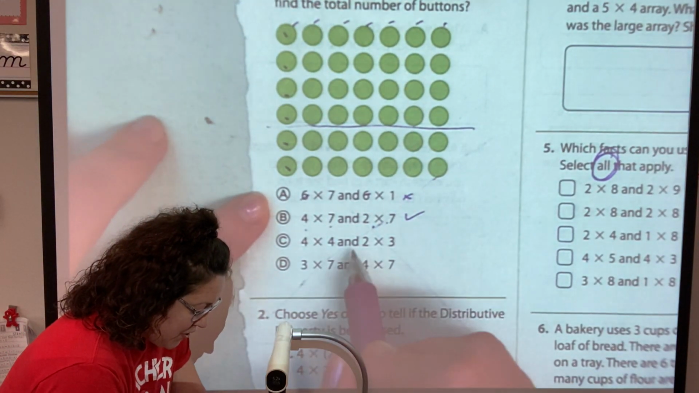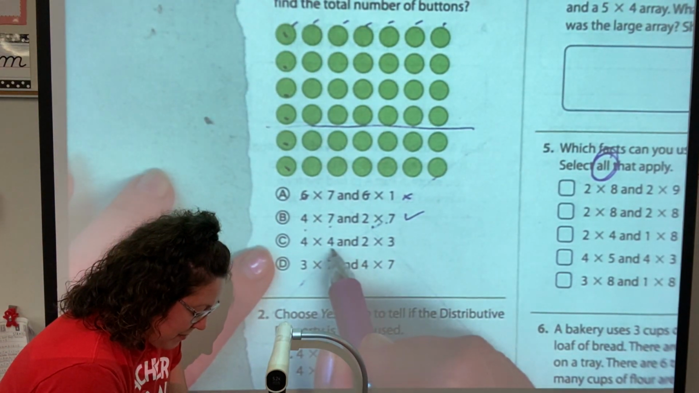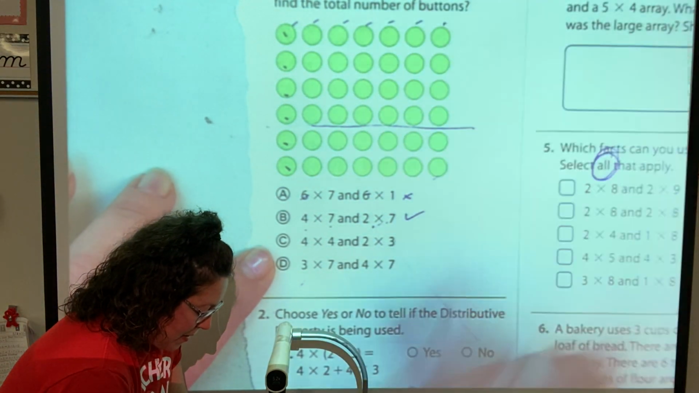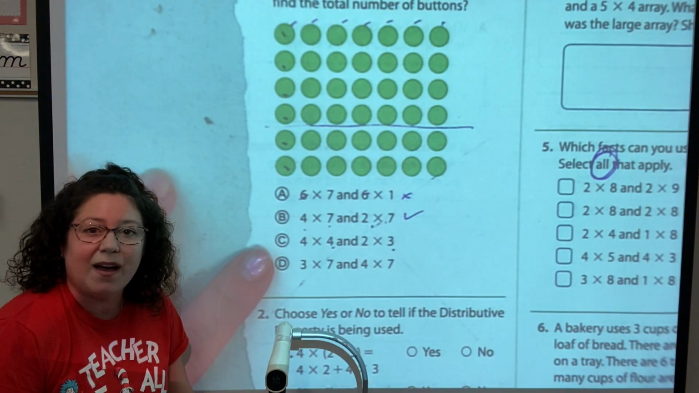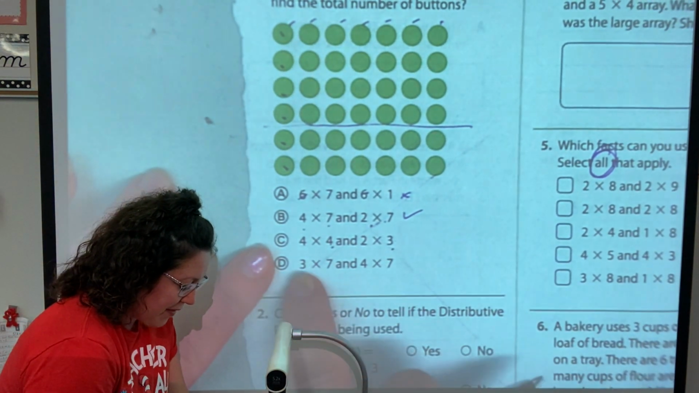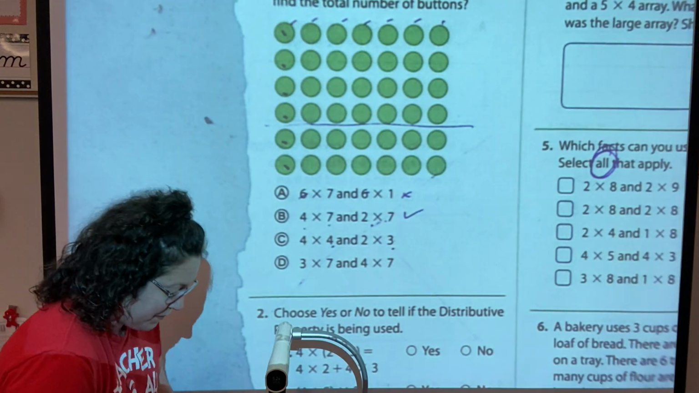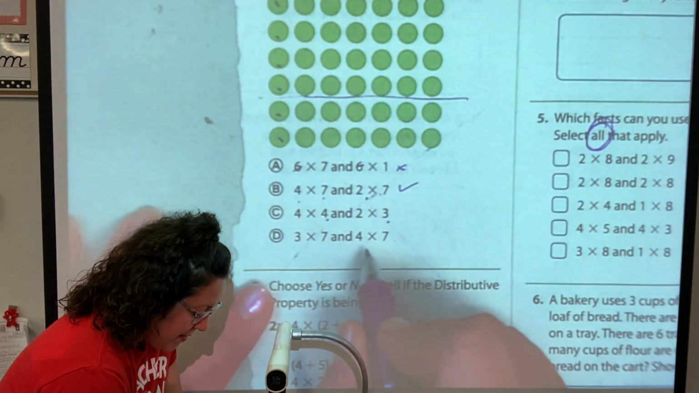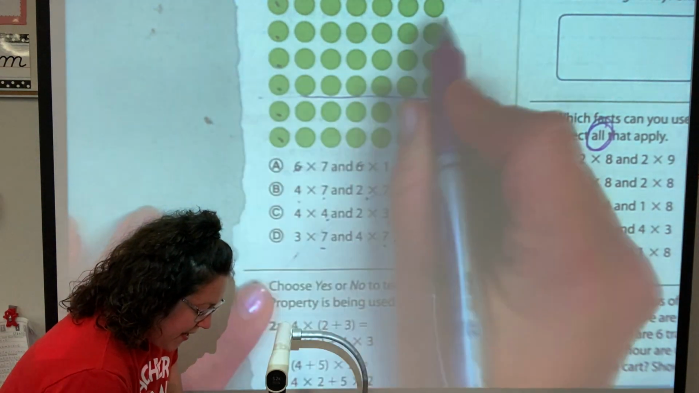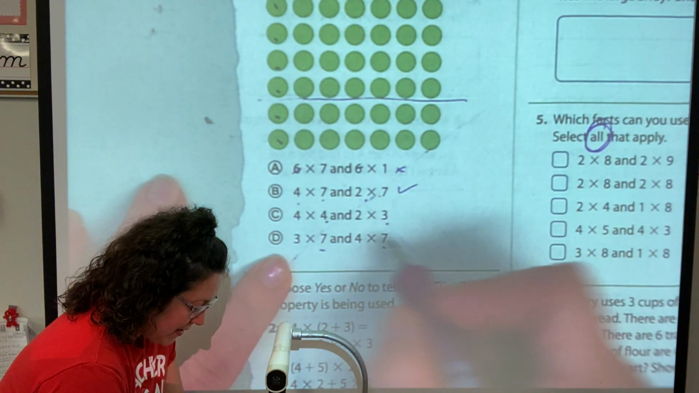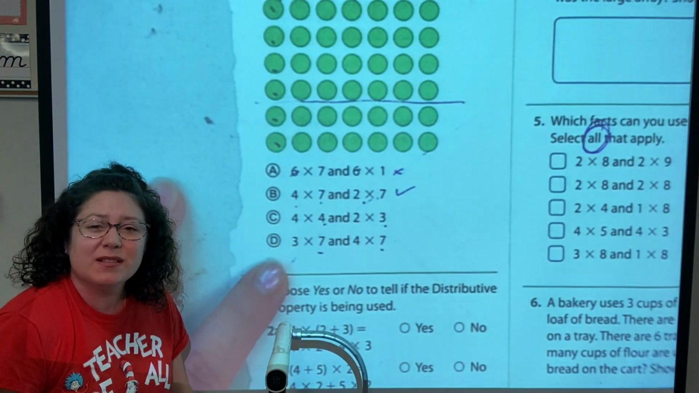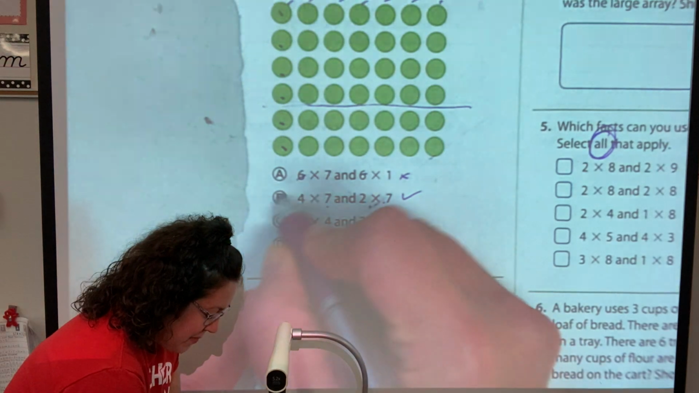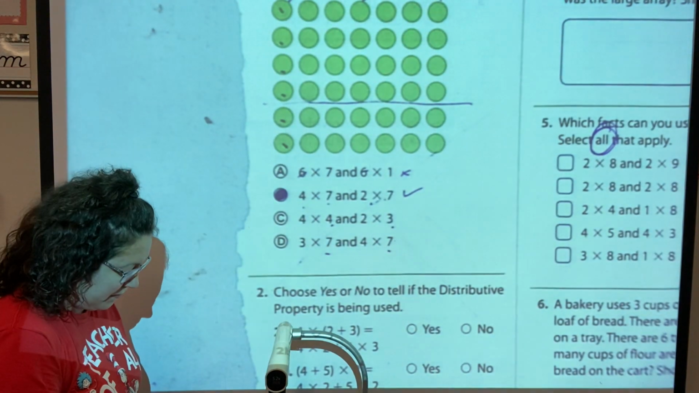Part C, 4 and 2, we did that, but this is split between 4 and 3. They are different, so that cannot be correct. You have to have 2 of them the same, right? And 3 times 7 and 4 times 7. We've got our 7 and 1, and can we split it into 3 and 4? No, because 3 and 4 is 7, and we needed 6. So B is correct.